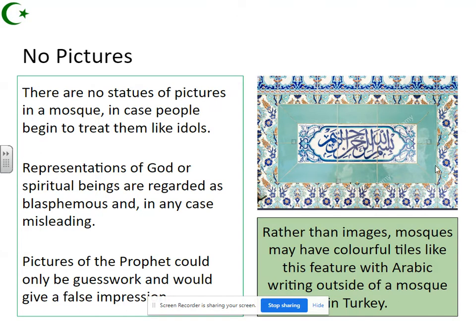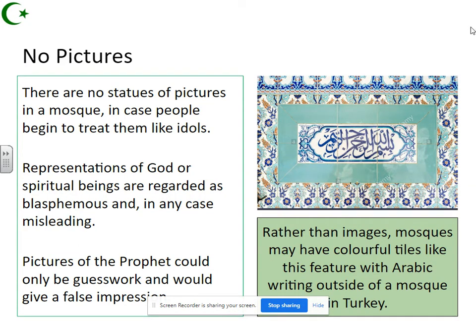Here is a lovely example of some beautiful Arabic writing and Arabic tiles that you can see in a mosque here in Turkey. I remember that in art, you might have done some Islamic artwork and Islamic tiles, so a little bit of crossover with art there.